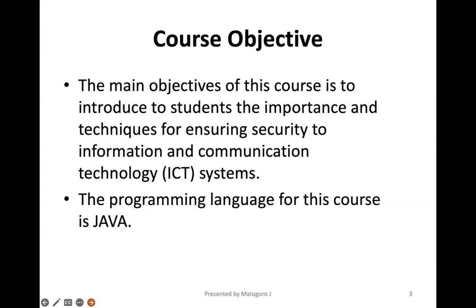In terms of the course objective, the main objective of this course is to introduce to you the importance and the techniques for ensuring security to information and communication systems. The programming language for this course is Java, which I'm quite sure you have already covered in semester 1 in the course taught by Mr. Barongo. So this is just a continuation of what you have already covered.